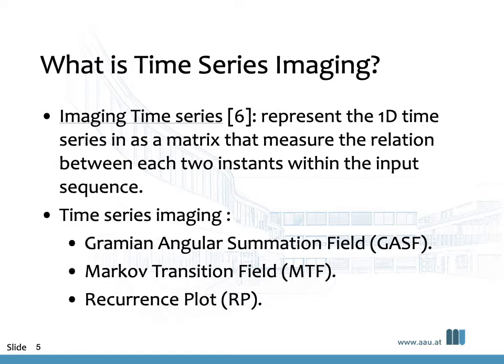So, what is time series imaging? Well, it consists of a set of approaches that take as an input a one-dimensional time series and give as an output a two-dimensional representation encoding the dependencies between each two instances within the input sequence. During our study, we selected three common algorithms for time series imaging: Gramian angular summation field, Markov transition field, and recurrence plot, that we will explain in more detail in the next few slides.